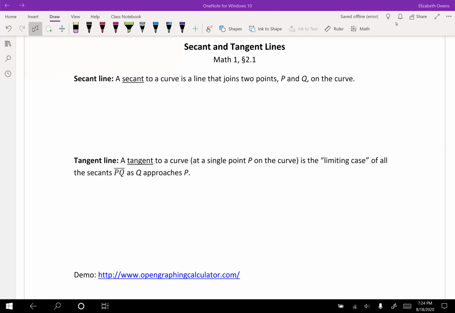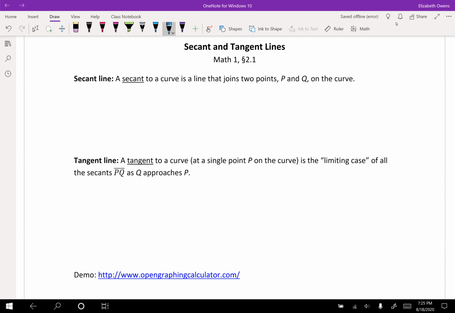Hello, everybody. We are in section 2.1 still, and now we are going to look at our ideas of average rate of change and instantaneous rate of change in a more geometric way. And that is going to be using the idea of secant lines and tangent lines. So here are our definitions.